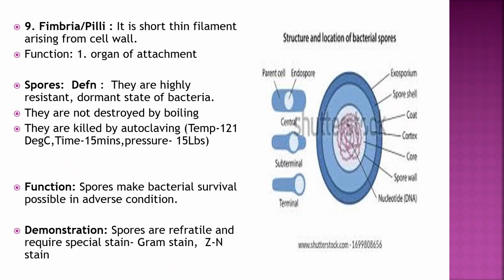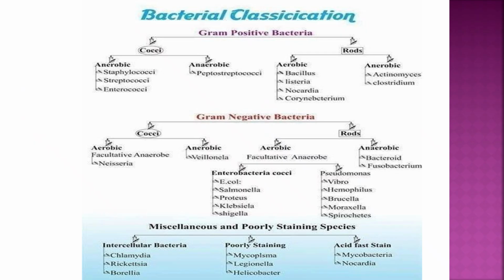Hello students, today we will see bacterial classification depending on the Gram staining reaction. Gram positive are purple in color and Gram negative are pink in color. Gram positive cocci are staphylococci, streptococci, pneumococci, and enterococci. Gram positive bacilli are divided into aerobic and anaerobic. Aerobic spore formers are Bacillus, and anaerobic spore formers are Clostridium.